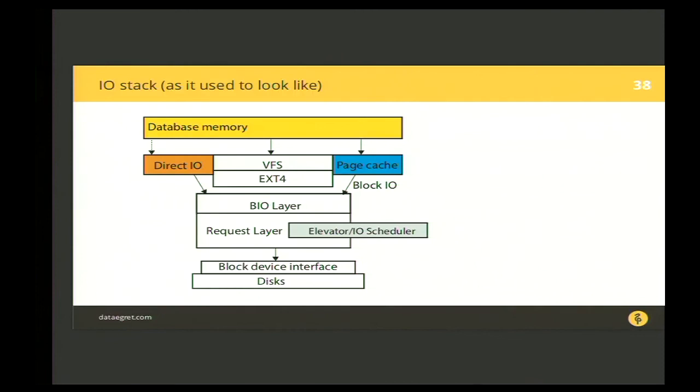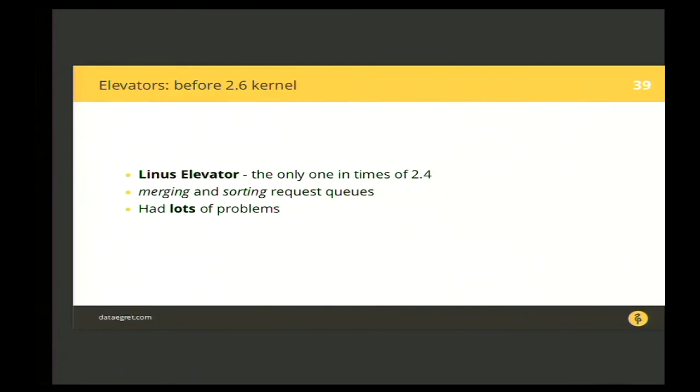In the old times of Linux kernel 2.6, everything was quite easy. There was the so-called Linus elevator. Don't mix it up with the Linus scheduler. The Linus scheduler is for CPU scheduling. This one is for I/O, and well, they have things in common. They were quite old, quite primitive, and Linus insisted they are beautiful. So for a long time, nobody touched them.